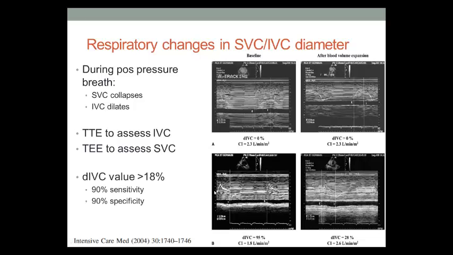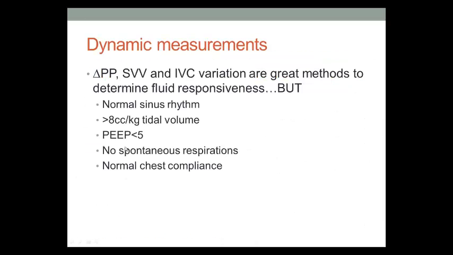And so they say that if you have a change in your IVC of greater than 18%, that's very specific and sensitive for volume responsiveness. So, but they have to meet all these criteria, right? They have to be a normal sinus rhythm. They have to have huge tidal volumes because you've got to get those changes in positive pressure, in intrathoracic pressure. Their PEEP can't be more than 5. They can't be breathing on their own, and they have to have normal chest compliance. So no fat people, no open chest, nothing.